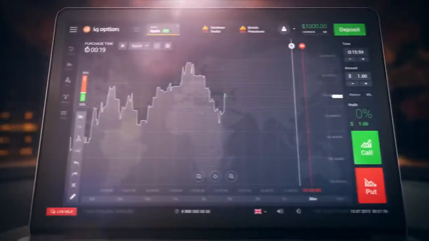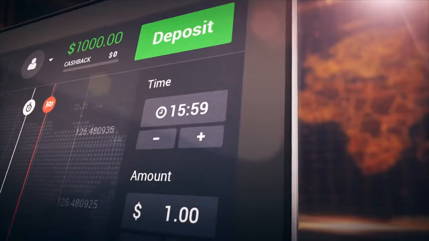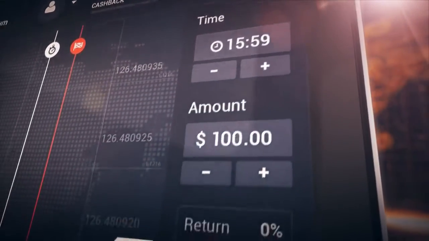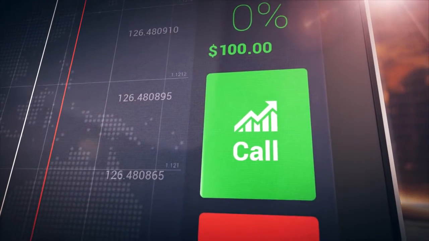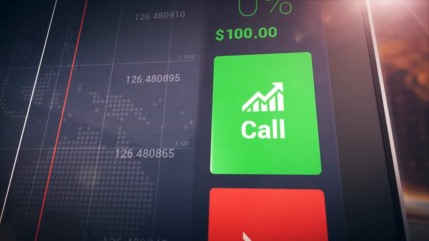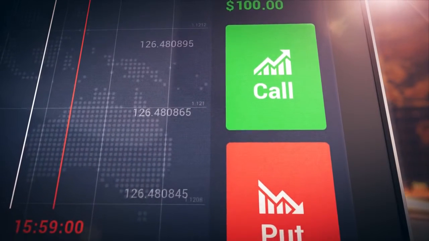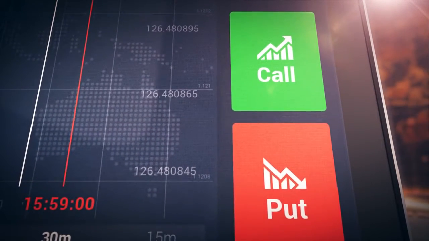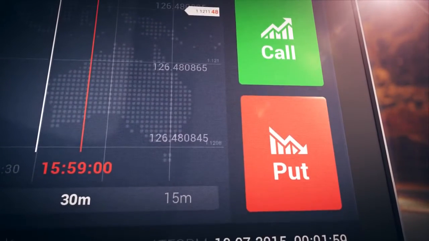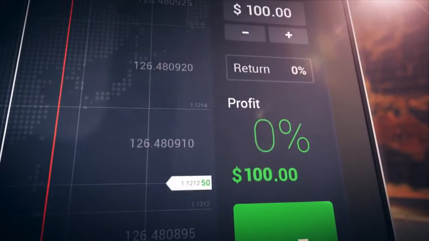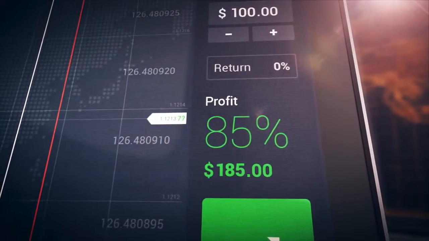On the Trading panel, you will find the time at which the option will be expired and the total amount of your investment. If you think that the price of the asset will be higher at the moment of expiration than at the moment of purchase, you should buy a call option. If you think that the price of the asset will be lower at the moment of expiration than at the moment of purchase, you should buy a put option. Profit shows the amount which is to be transferred to the balance in the case of successful prediction.